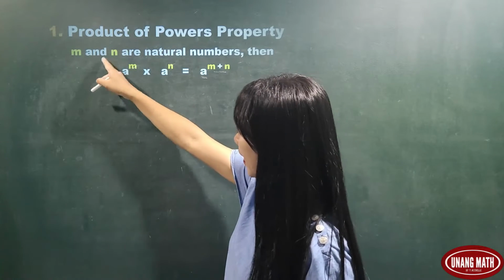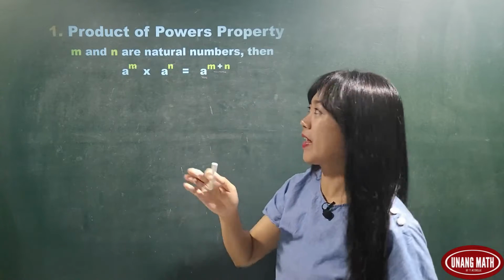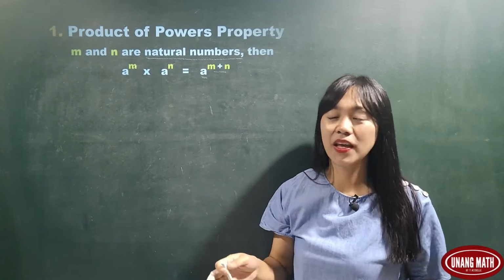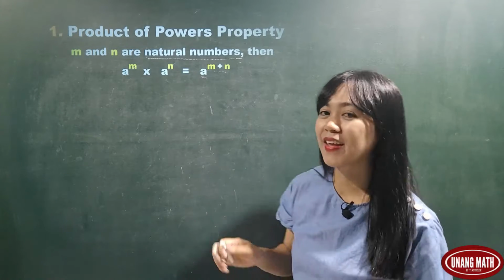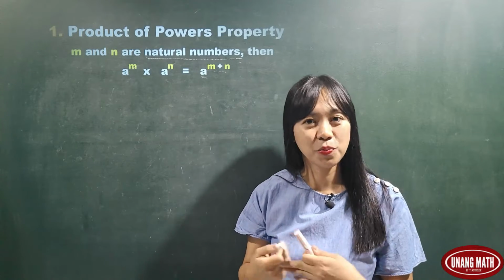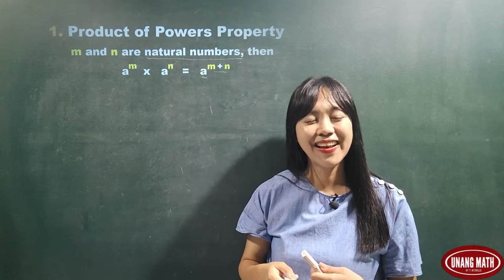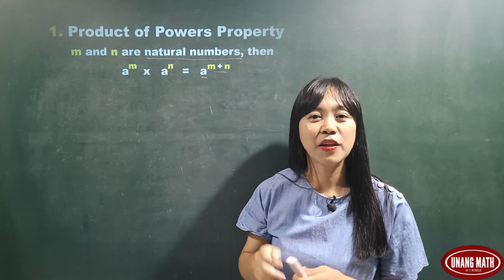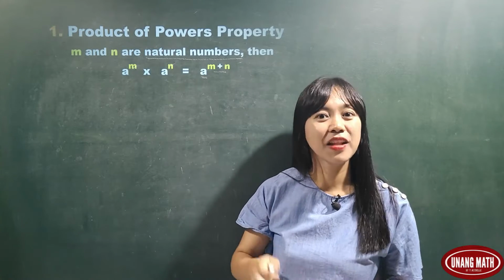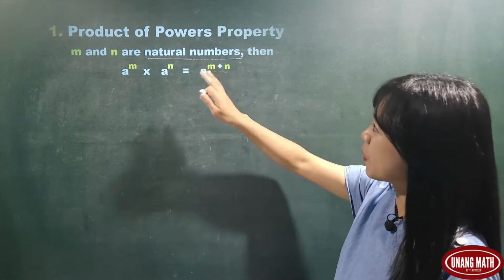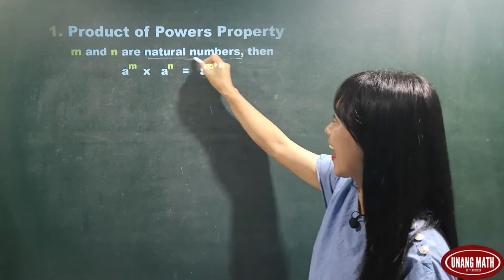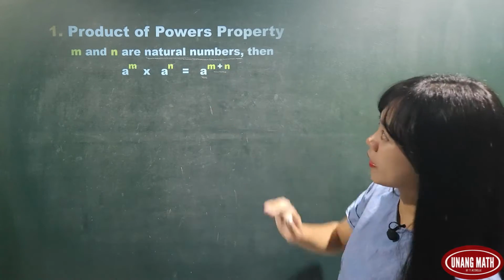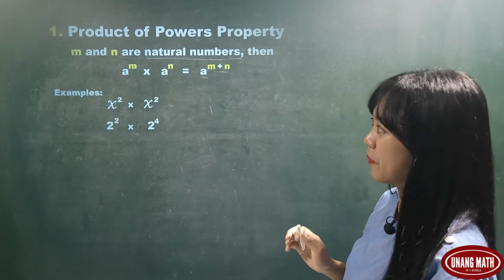Okay, m and n, these are our exponents, and these are natural numbers. Actually, we can also have negative and fraction exponents. But before learning negative and fraction exponents, there are certain concepts that we have to understand first. So for this time, our exponents are natural numbers. Okay, let's give an example for the product of powers property.